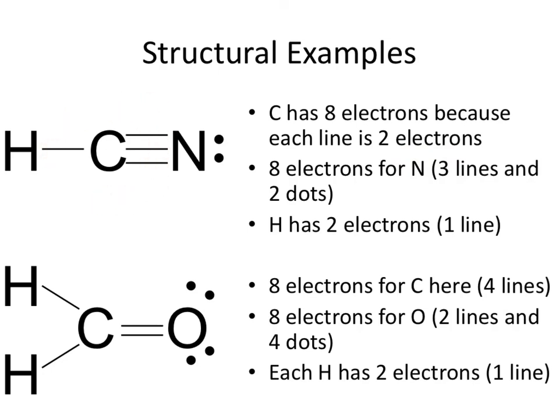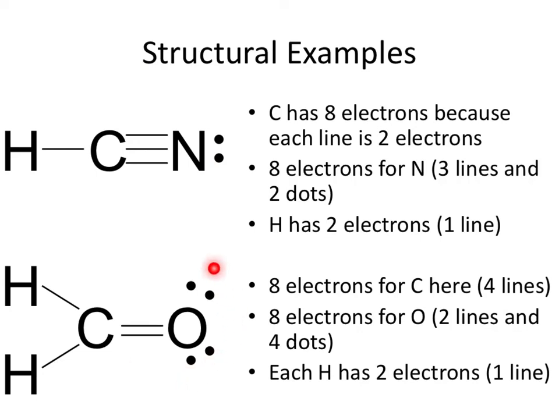Now if we count around nitrogen, we've got 1, 2, 3 lines. That means 6 electrons and 2 dots for a total of 8. Hydrogen has 1 line, so that's 2 electrons. So this structure is happy the way it is, okay?